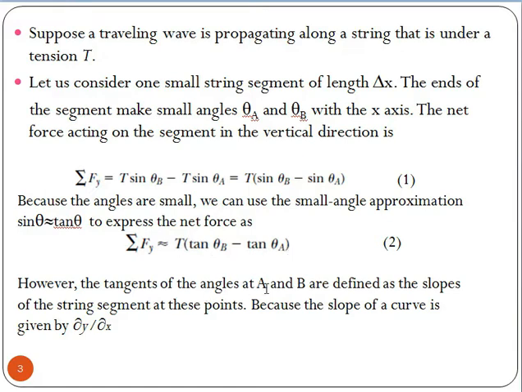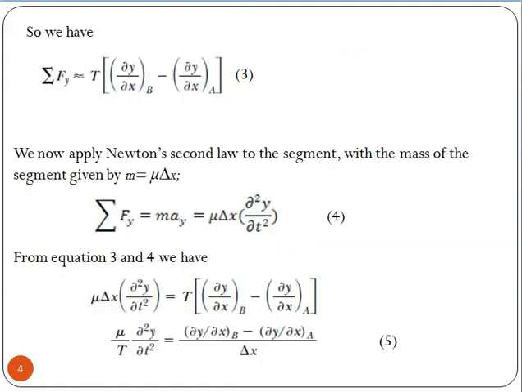However, the tangents of the angles at A and B are defined as the slopes of the string segments at these points, because we know that tan θ is equal to Δy/Δx, or dy/dx, or ∂y/∂x, which represents the slope of the line segment, or of any curve. So the slope of the curve is given by ∂y/∂x. So we can write equation number 2 in the form T times (∂y/∂x at point B minus ∂y/∂x at point A).